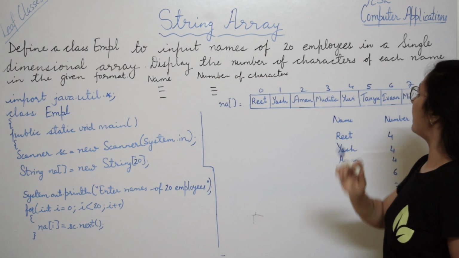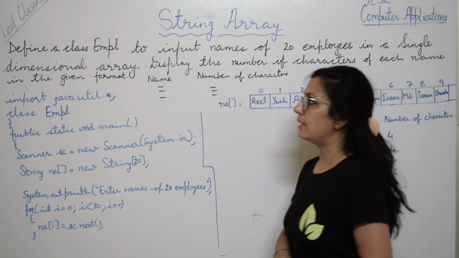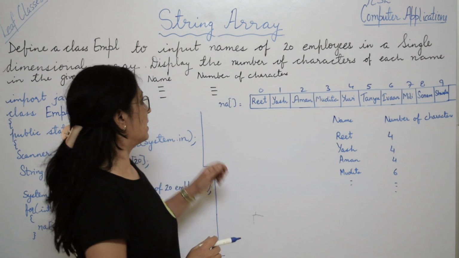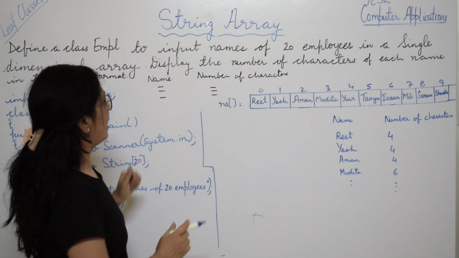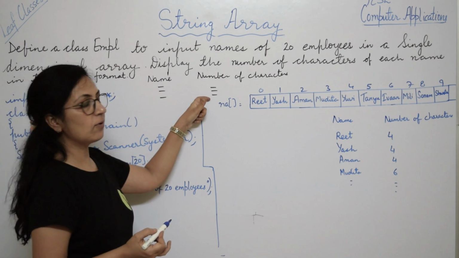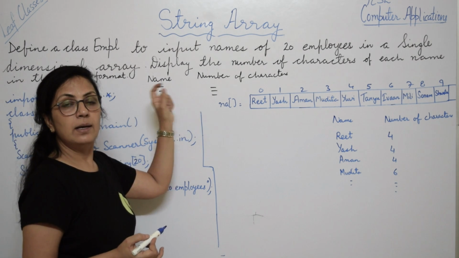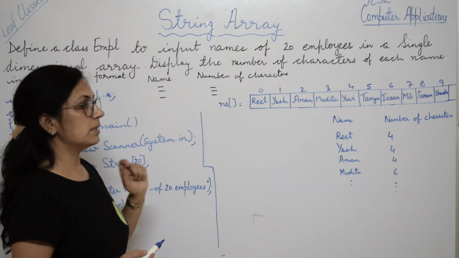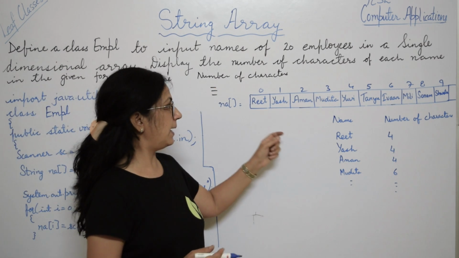Display the number of characters of each name and display in the following format. Name and number of characters. Each name has to be here and the number of characters, that means the length of the name, here in tabular format. You have to display like this.